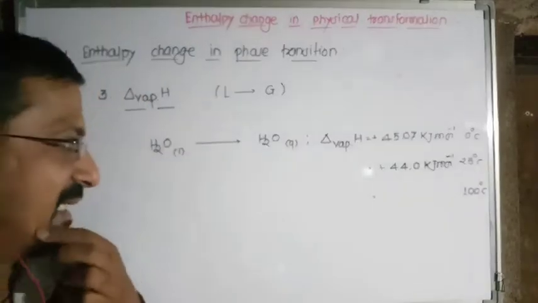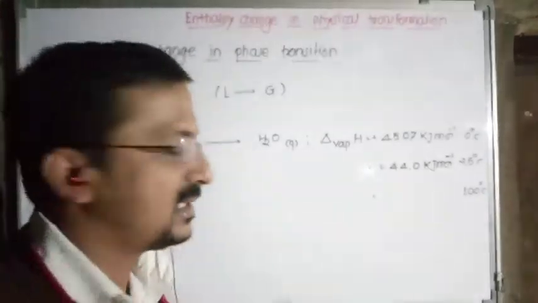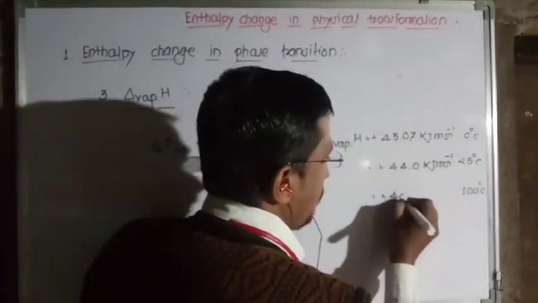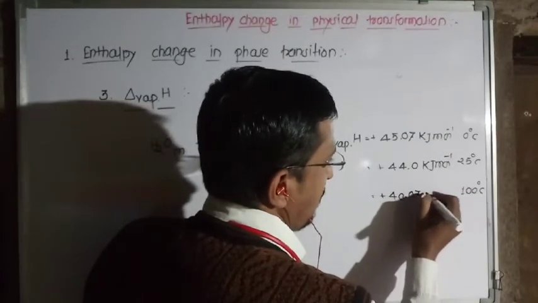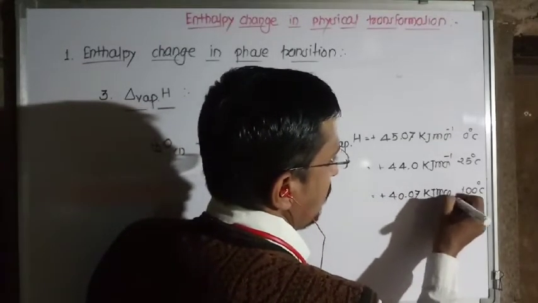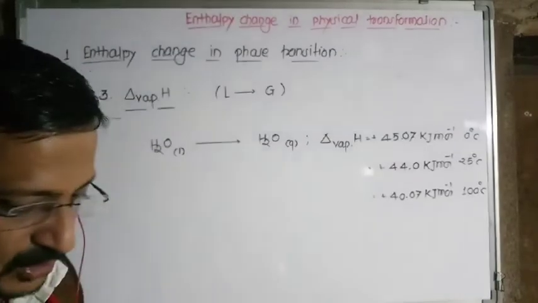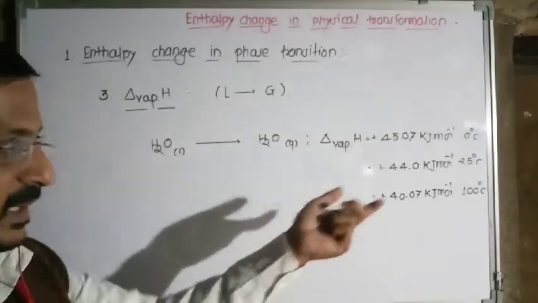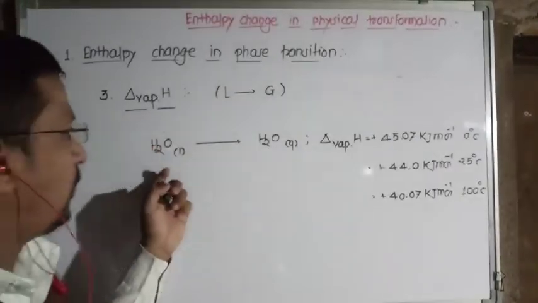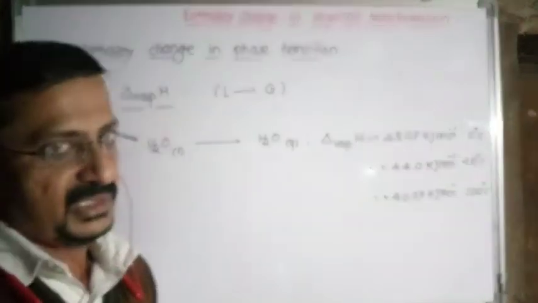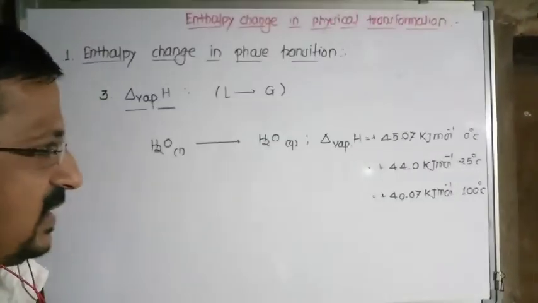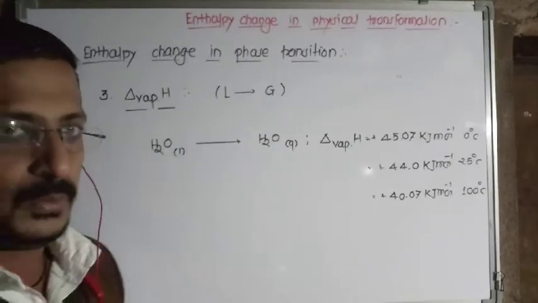At 25 degrees Celsius, and it still decreases at 100 degrees Celsius. It is just about plus 40.07 kilojoule per mole. This much amount of energy has to be supplied at 100 degrees Celsius for the conversion of 1 mole of liquid into its gaseous state. Okay, so this is about the enthalpy of vaporization.